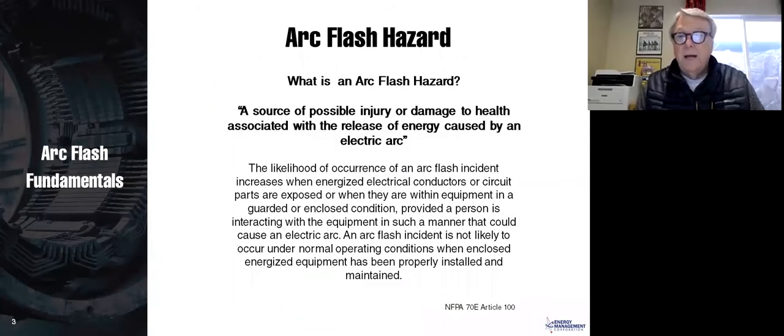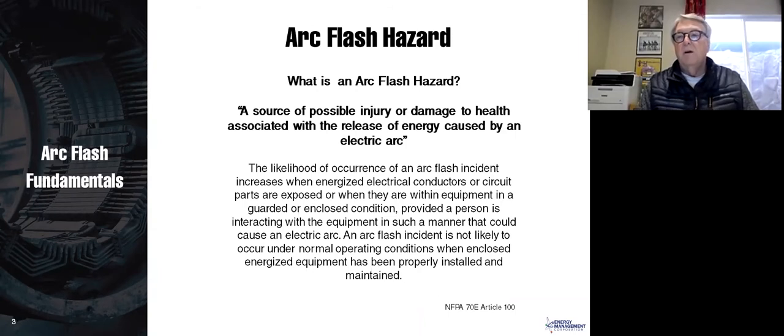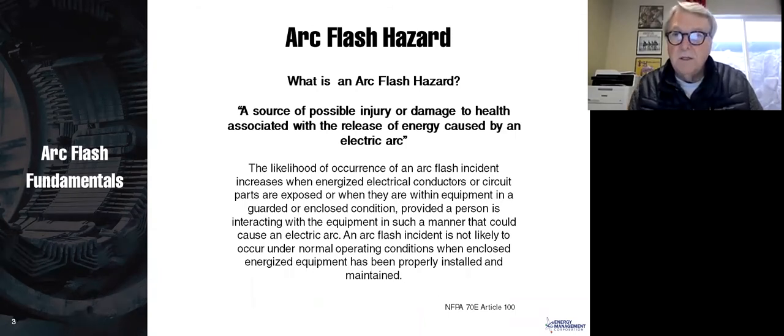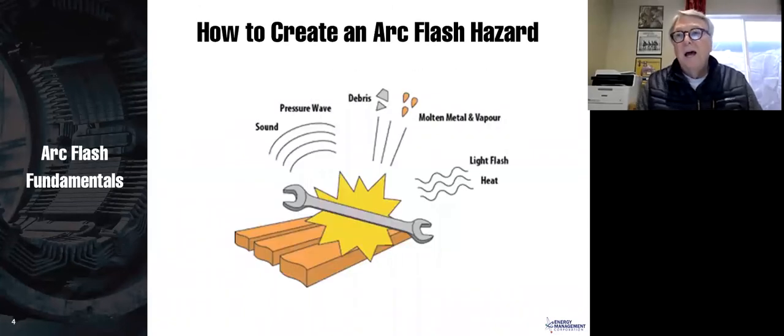What is an arc flash hazard? This is NFPA 70E. It is in the definition section. If you haven't spent a lot of time in NFPA 70E, NFPA 70, as you know, is the National Electrical Code, and Article 100 is the definition section. In NFPA 70E, Article 100 is also the definition section. So they say an arc flash is a source of possible injury or damage to health associated with the release of energy caused by an electric arc. I like pictures, so to me, this is an arc flash.